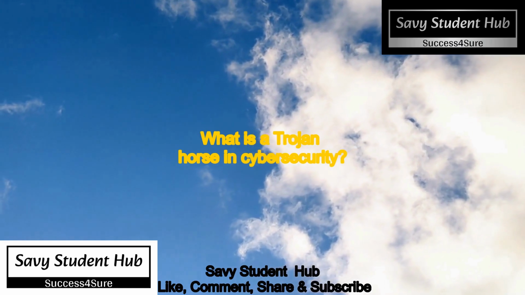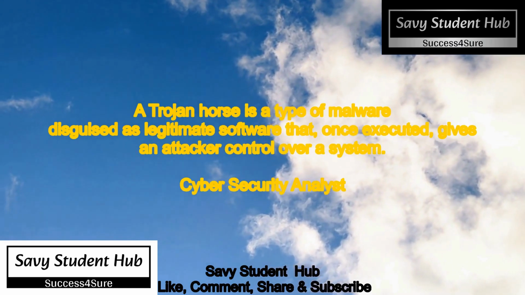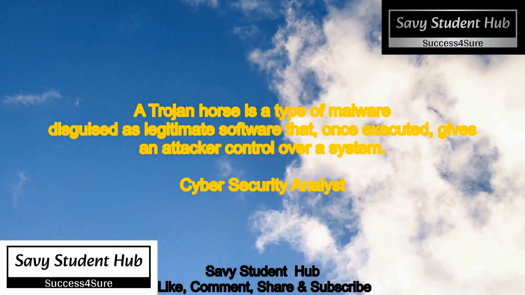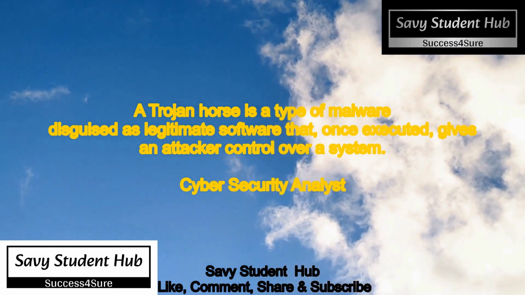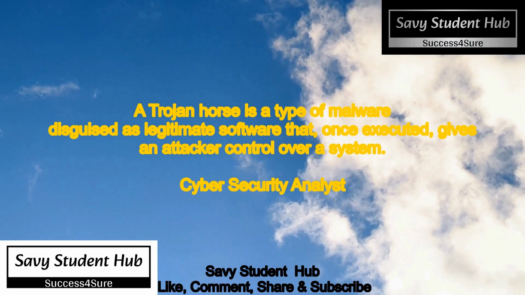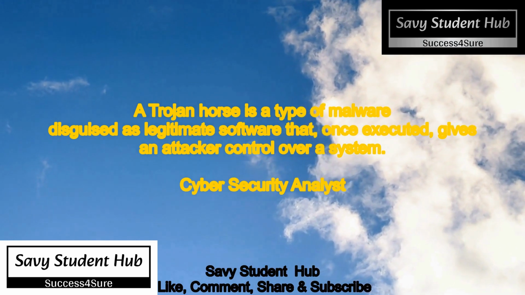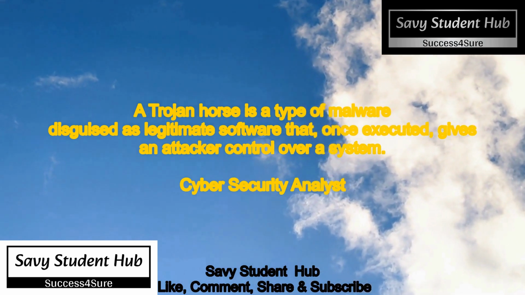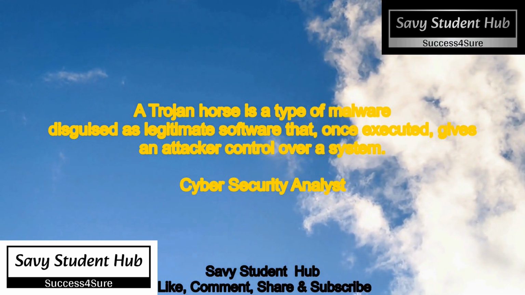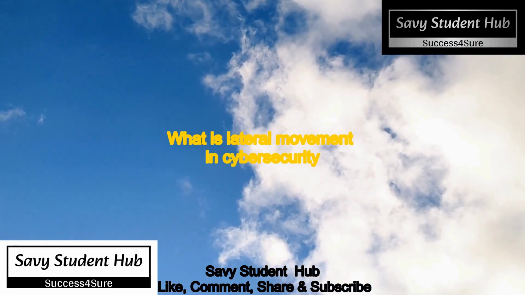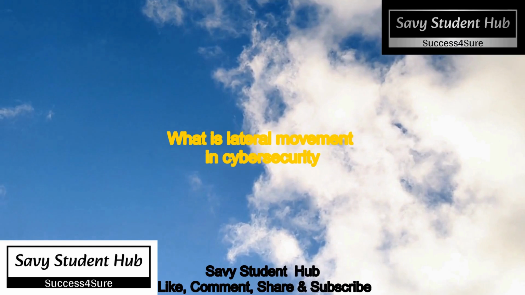A Trojan horse is a type of malware disguised as legitimate software that, once executed, gives an attacker control over a system. What is lateral movement in cybersecurity?